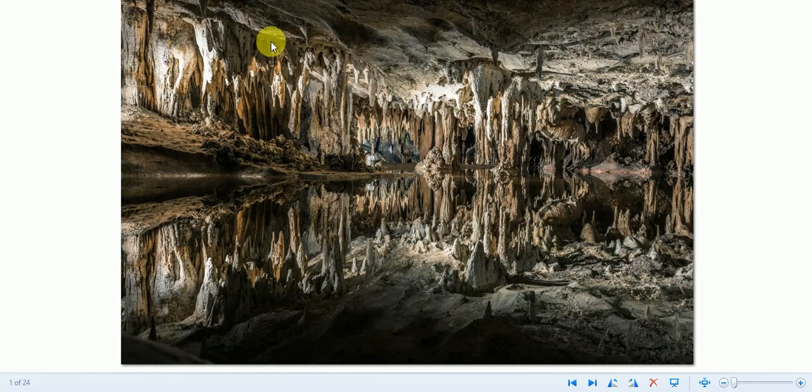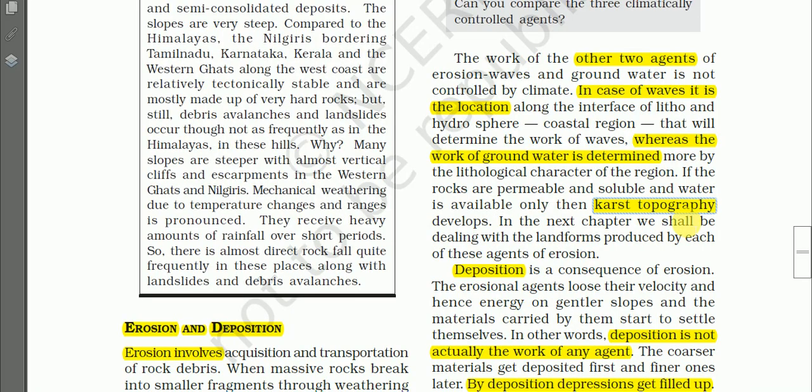And inside the caves you will find such features. So this is a scene inside a cave, and here the pointed features from the ceiling are known as stalactites, and from the ground, another pointed pillars are growing up, and these are known as stalagmites. All these features are developed by underground water, and this is known as karst topography.